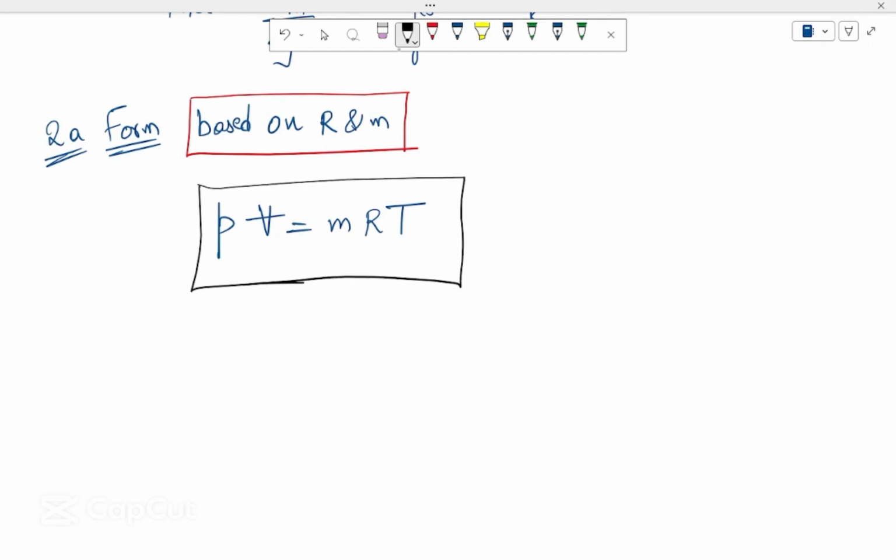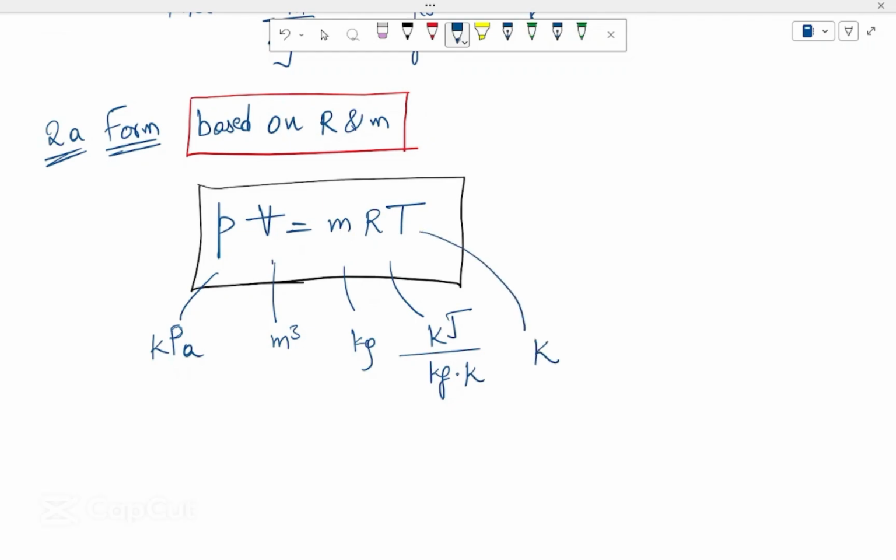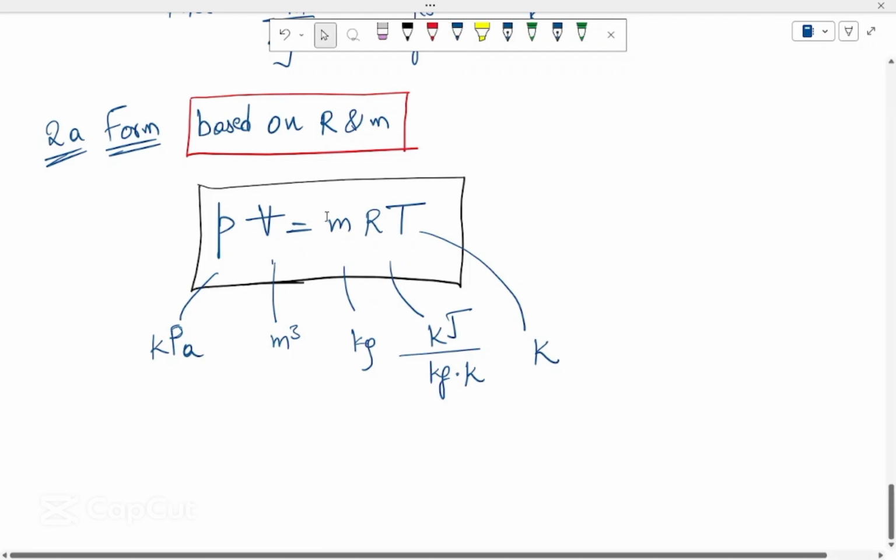Fine. So this looks fine, and now this P has a unit of kilopascal as usual, and the V has a unit of meter cube, and the mass has a unit of kg, and R will be having a unit of kilojoule per kg Kelvin, and the T will be having a unit of Kelvin. So this is the form for your 2A. Now let us try to write it for the 2B form.